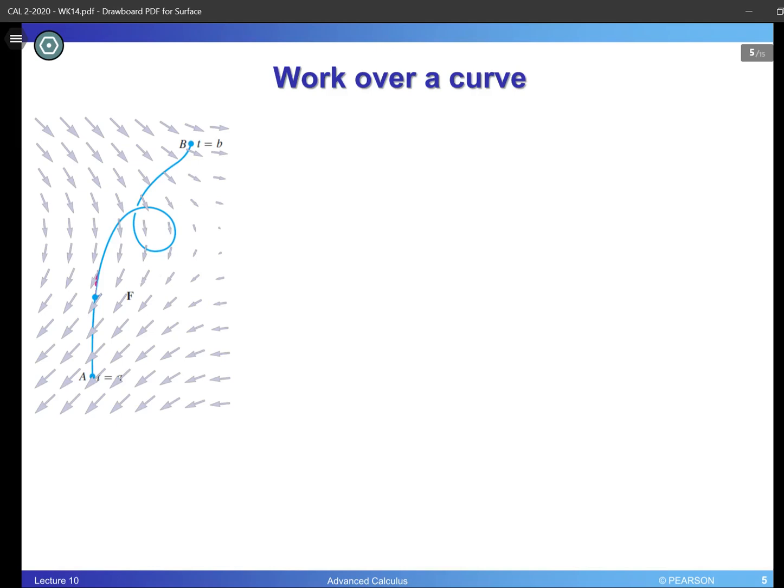The second topic for today's lecture is going to be about the work over a curve. Before anything, I would like to bring up a formula that we learned a long time ago, maybe in high school in grade 10 or 11, and that formula is work equal to force times distance. So let's write that down. Work equal to force times distance.